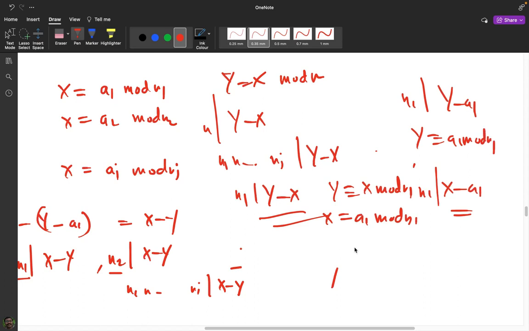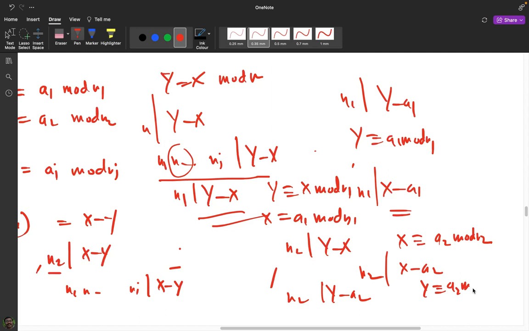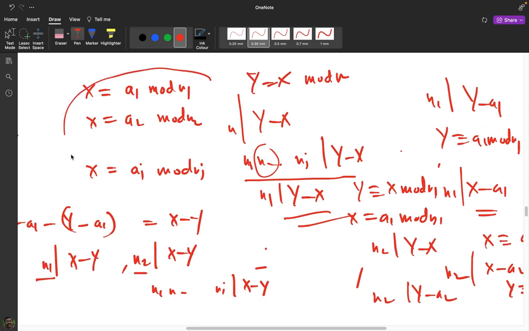Similarly, n2 divides y minus x, because n divides y minus x. And also x is congruent to a2 mod n2, which means x minus a2 is divisible by n2. So n2 should divide the sum of them also, that means n2 divides y minus a2, so y is congruent to a2 mod n2. That means y also satisfies all these congruences.